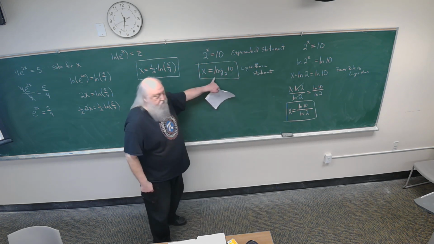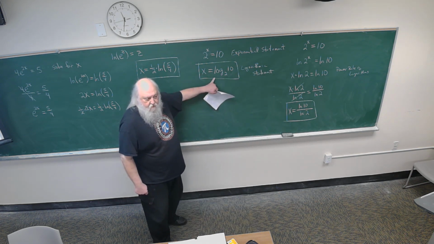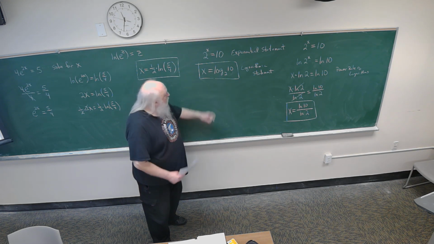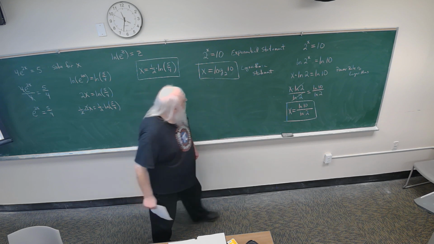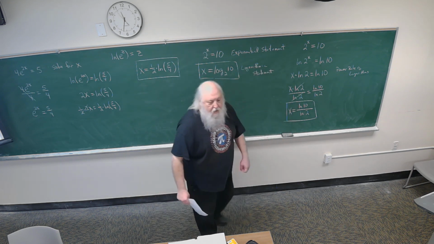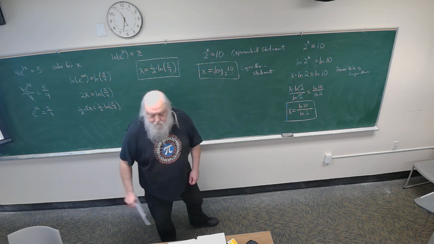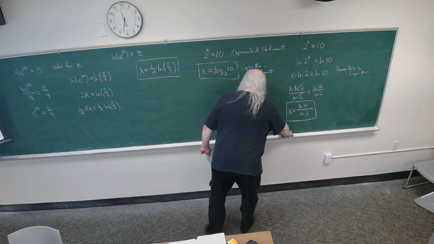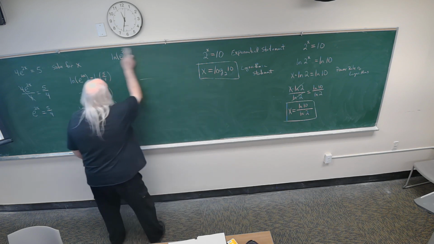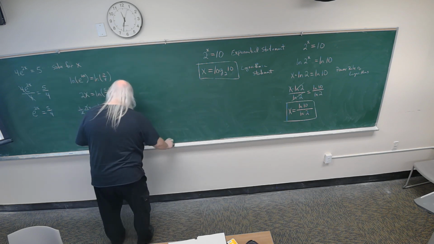This looks like two different answers, doesn't it? But it's not. They're equal. Log base 2 of 10 and the natural log of 10 divided by the natural log of 2 have the same decimal value. Okay? And so that leads us to what is called the change of base formula.